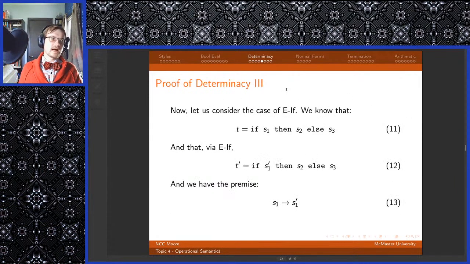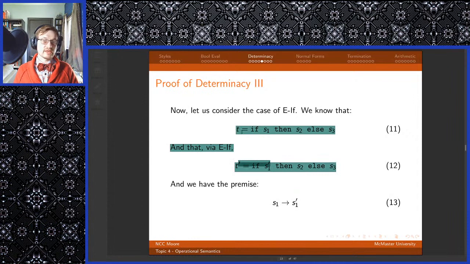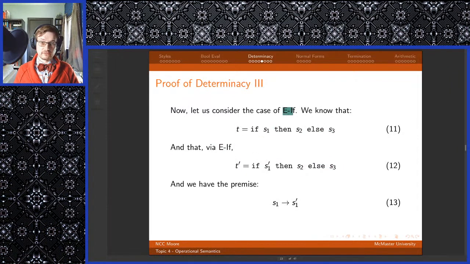So, now let us consider E if. We know that t must equal if s1 then s2 else s3, and that via E if, t prime must equal if s1 prime then s2 else s3. This is what we can deduce from the form of E if. T must be of this form, t prime must be of this form, and we must have some kind of evaluation from s1 to s1 prime, right? These are the things we know.